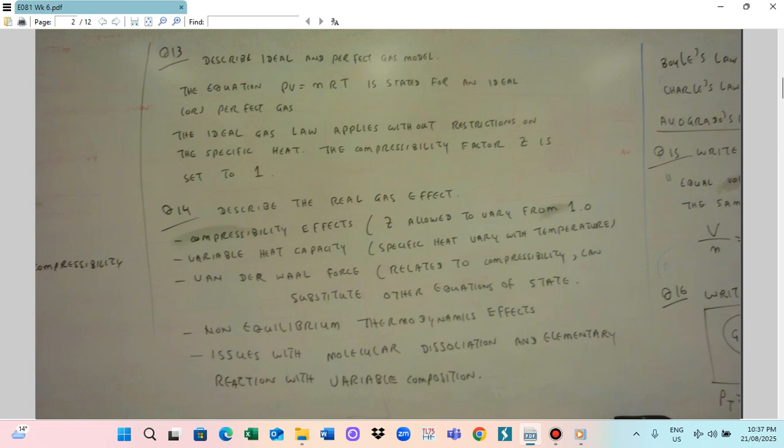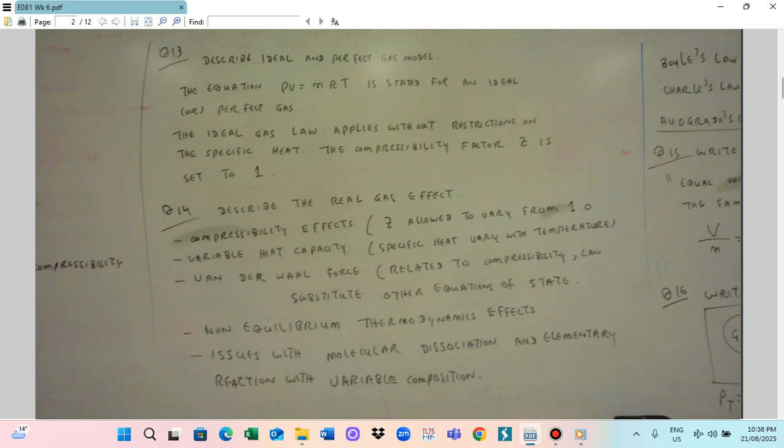So varies 2, 3, 4 means that expansion, and 0.5, 0.3, 0.2 means that it is compressing. So this is the gas can be compressed. Whether the gas is a real gas or an imperfect gas, if the gas is a real gas, it can have the compressibility effect.